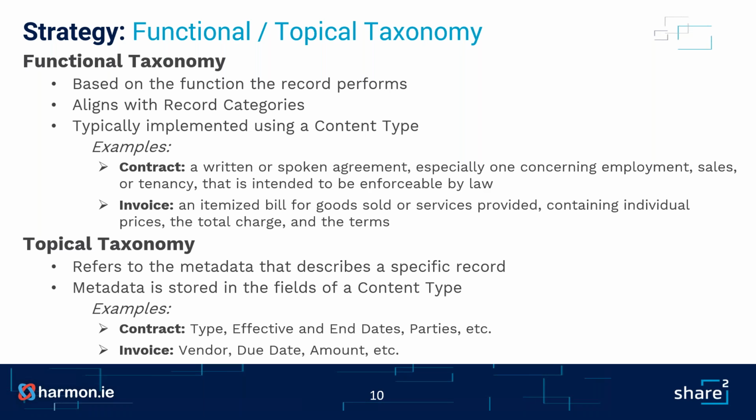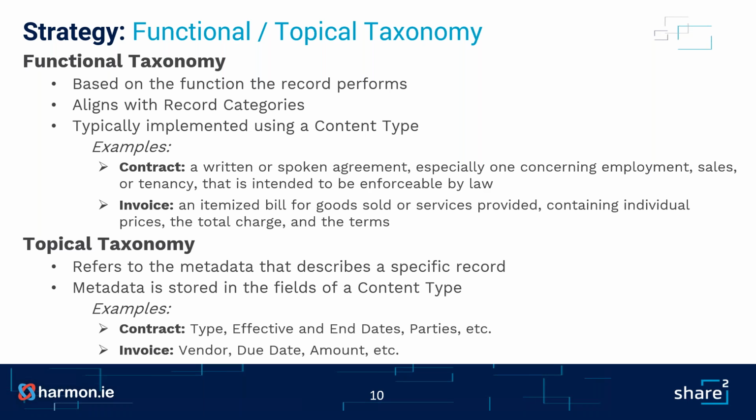There are some built-in content types, for example, the document content type, but it has very little metadata. It's sort of when it was last modified and things that you would normally find with a document. We typically extend those out-of-the-box content types to build things like contracts and invoices. And so the functional part of that is, a contract is kind of like its definition, right? It's a written or spoken agreement concerning employment, sales, tenancy that's enforceable by law. That's what a contract is. That's its functional taxonomy. That's its functional role, similar for invoice.